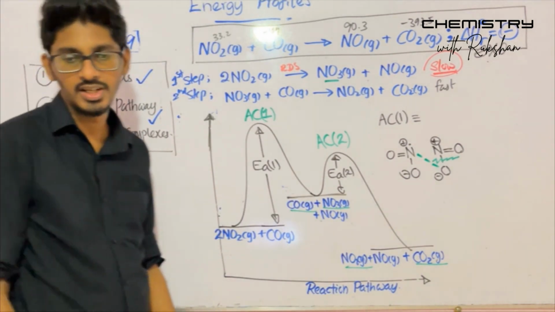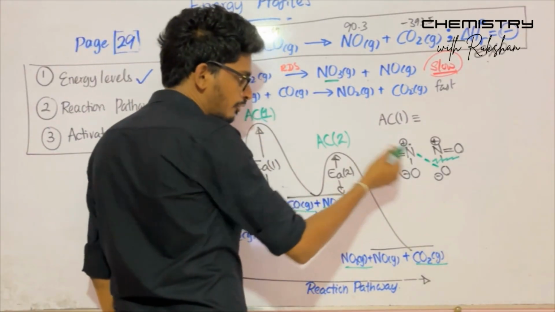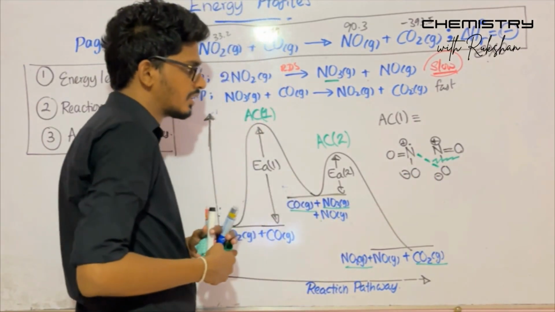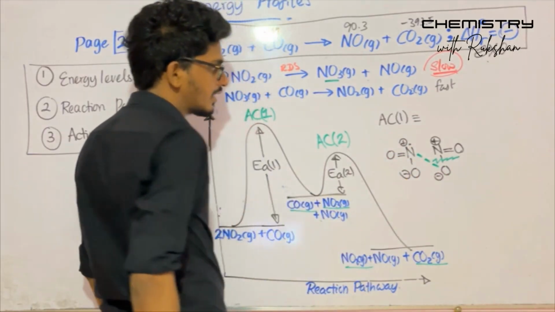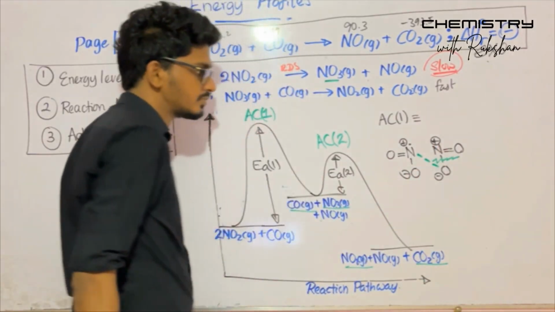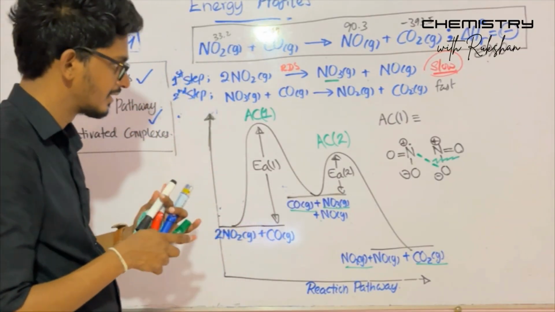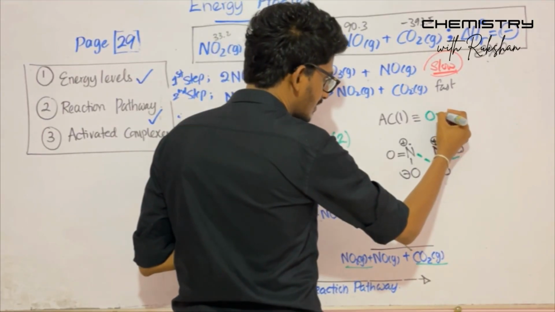See? Got the idea? If you form a bond from here with this nitrogen and this oxygen, you get the NO3. And if you break this bond from here, you get the NO. So those are the things that should happen to come up with activated complex 1. Then just draw this thing. So activated complex 1 is this.